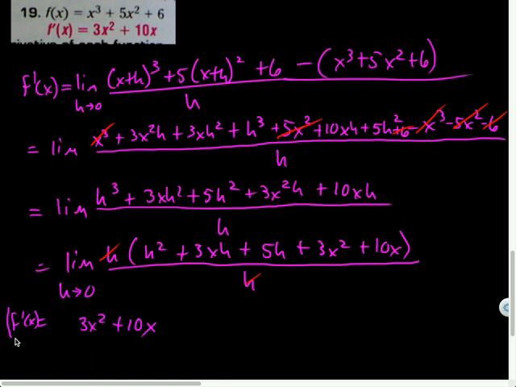So there's my derivative. And then if I asked you what was the slope at a particular point, the slope of a tangent line or slope of the curve, you would just plug in x. So if you wanted to find out the slope of this curve at x equals 1, you would plug in 1 into the derivative. 3 times 1 squared is 3, plus 10 times 1, 13. The slope is 13 when x equals 1. That's the slope of a tangent line.